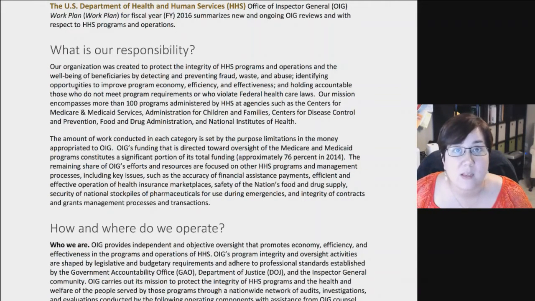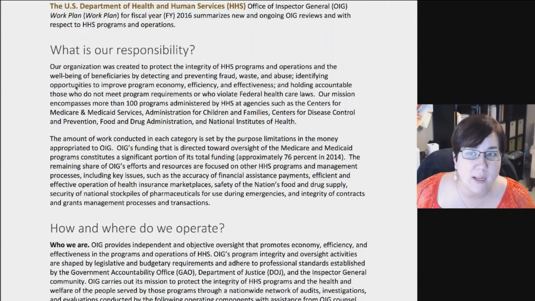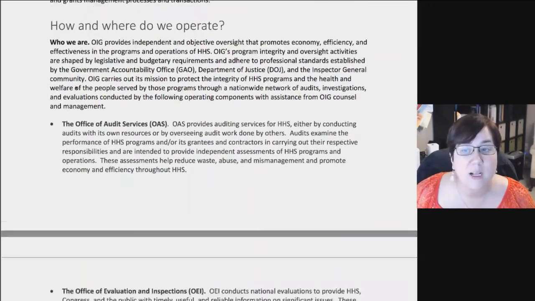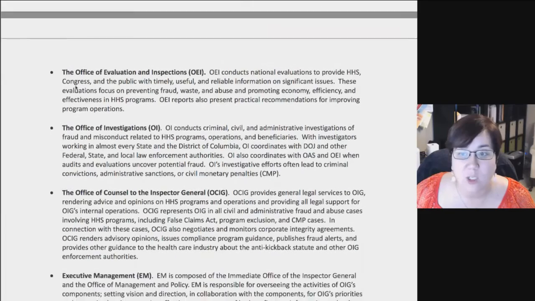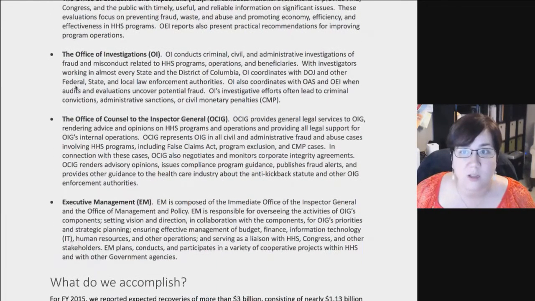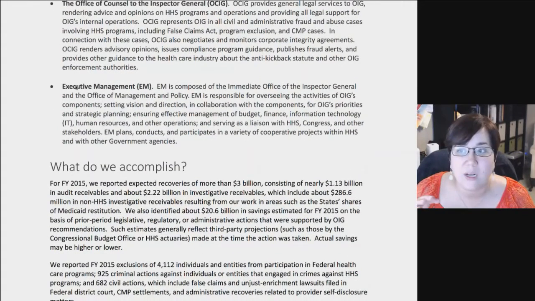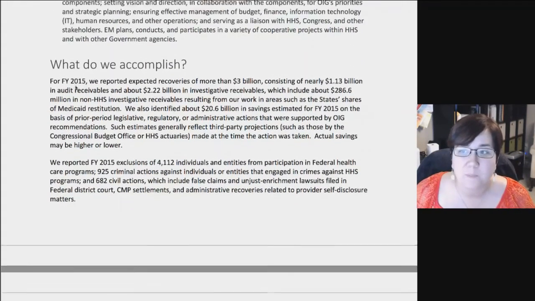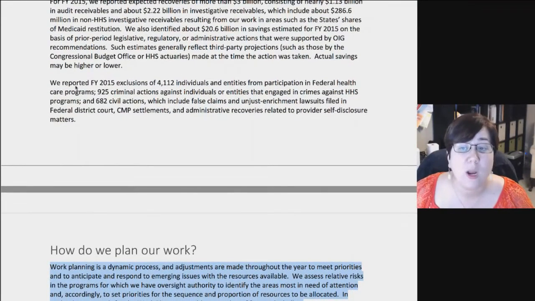The OIG, in doing the work plan, is trying to help Medicare and the different federally funded agencies ensure that we're trying to avoid as much fraud, abuse, and waste as possible to get the most bang for our buck, right? They're trying to protect our taxpayer dollars that are helping fund some of these federal programs. So they explain how they operate, how they break down into different segments. As you work through here, you'll see there's different offices. We talked about evaluation, investigations, counsel to the Inspector General. All of that explains what each one of them does and how they all work together and what they're trying to accomplish. They're trying to save money.